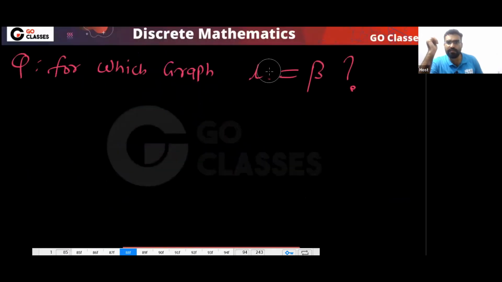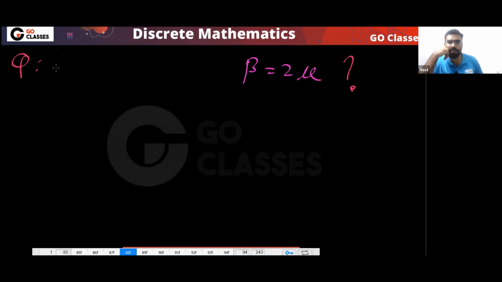Now for which graph will this happen: beta is equal to 2 mu? For which graph will this happen? Give a graph with this feature, beta equal to 2 mu.